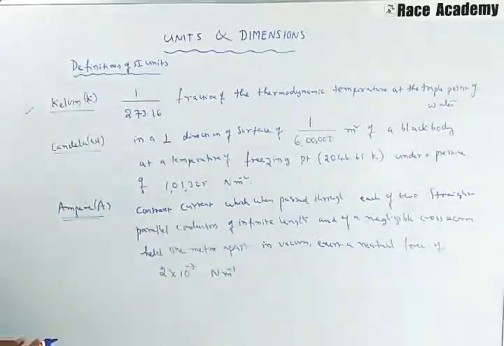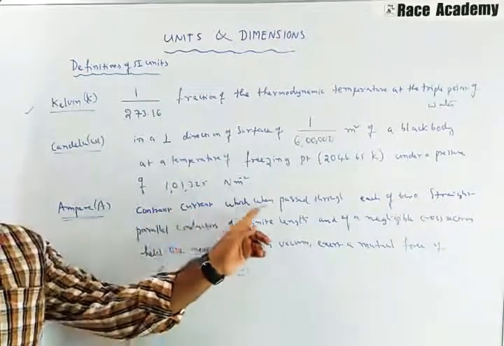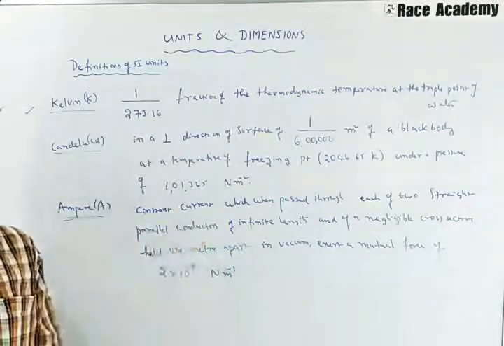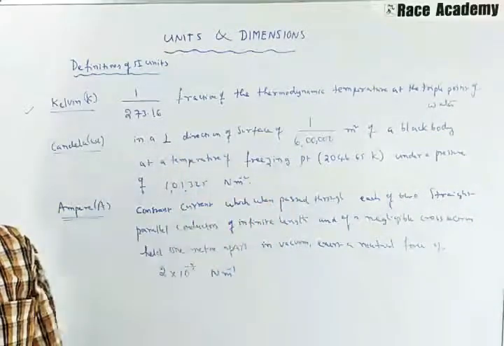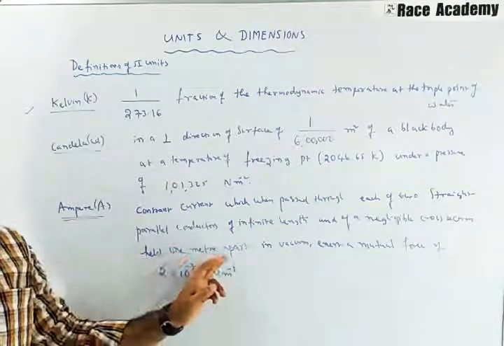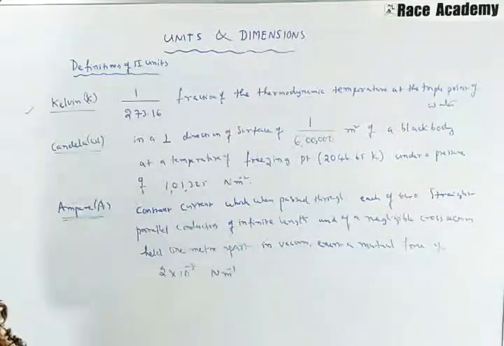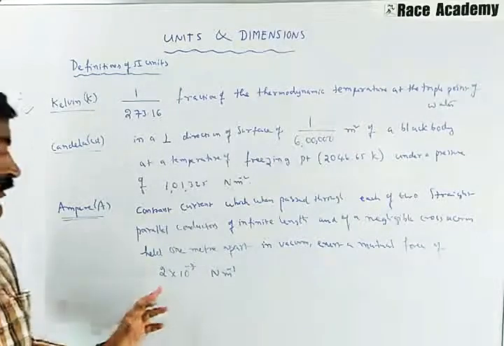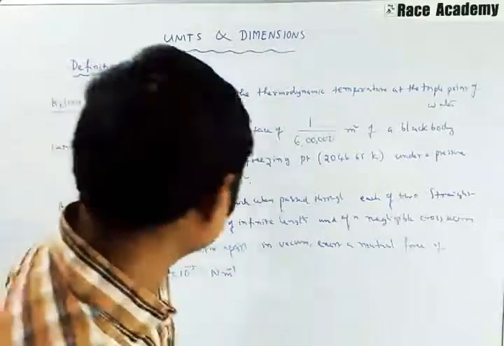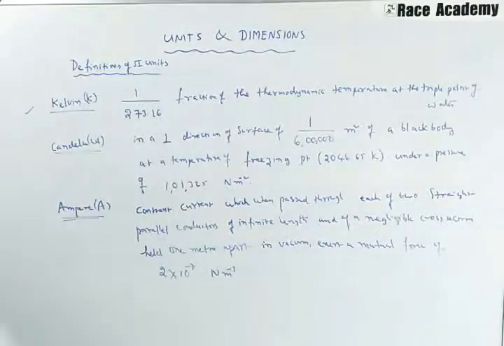So once again I will repeat, what is ampere? Ampere is a constant current which, when passed through each two straight parallel conductors of infinite length and of a negligible cross section held 1 meter apart in vacuum, exert a mutual force of 2 into 10 power minus 7 Newton per meter. Let us find out what is mole.